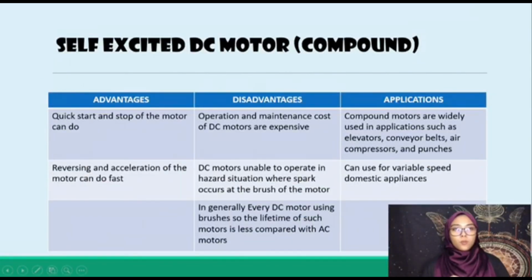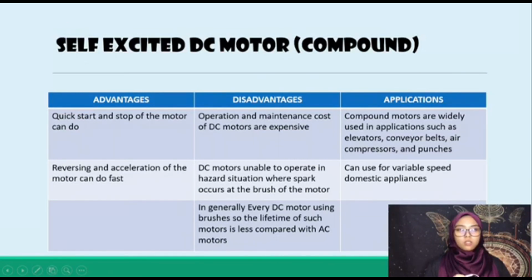For a self-excited DC compound motor, the advantages are that quick start and stop of the motor can be done, and reversing and acceleration of the motor can be done fast. For disadvantages, operation and maintenance costs of DC motors are expensive. DC motors are unable to operate in hazardous situations where sparks occur at the brush of the motor. In general, every DC motor uses brushes, so the lifetime of such motors is less compared with AC motors.